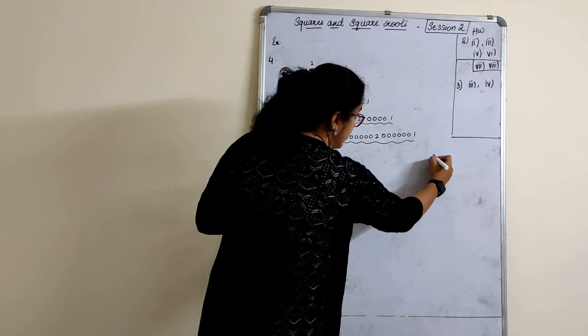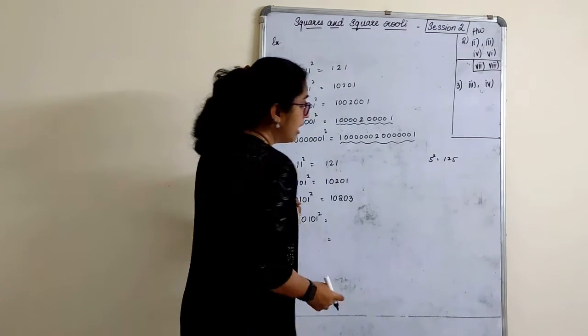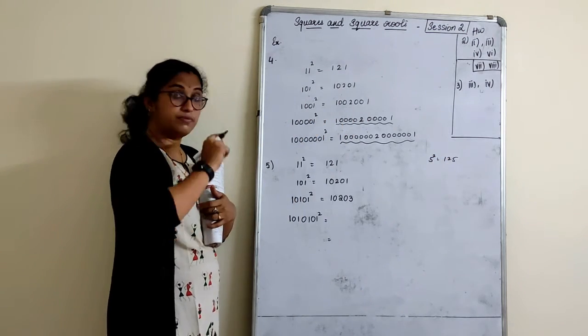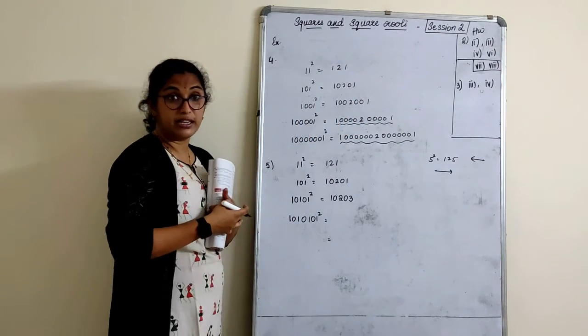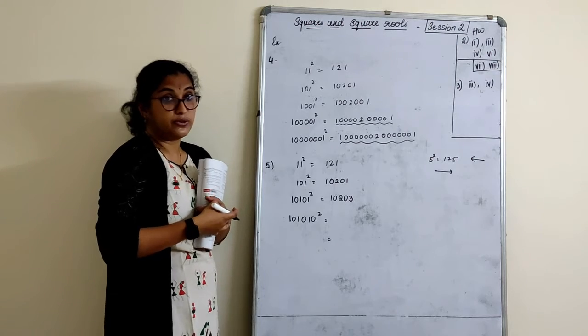I will read the number from any number. Okay, 5 square is 125. I have to read it as 125 only. What if I read this way? 521. It is wrong, right? 5 square is not 521.